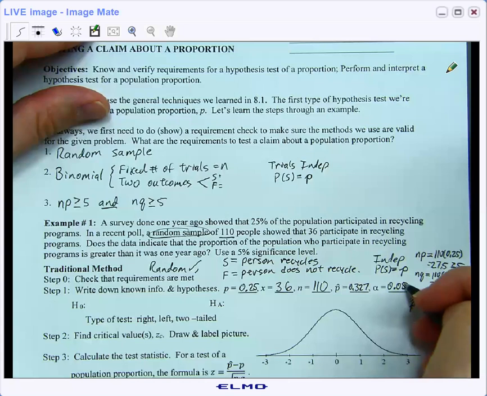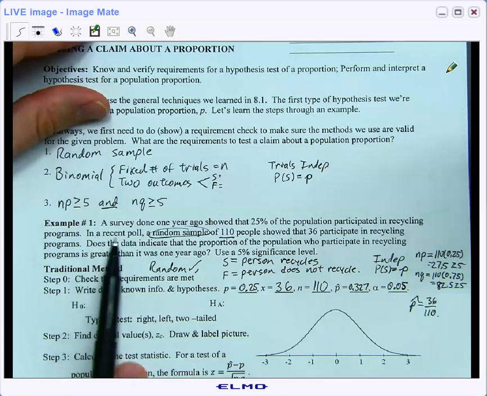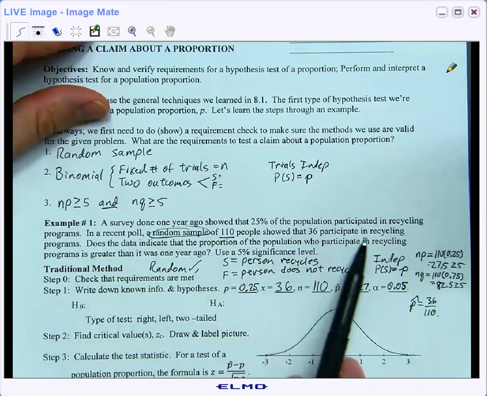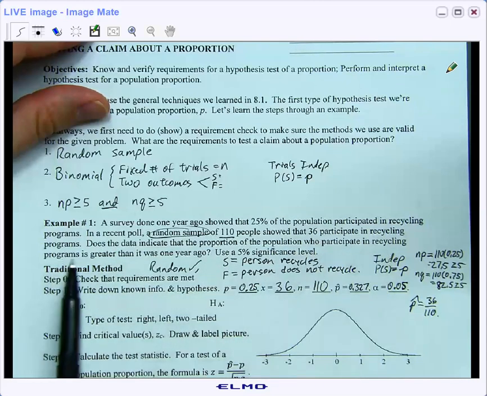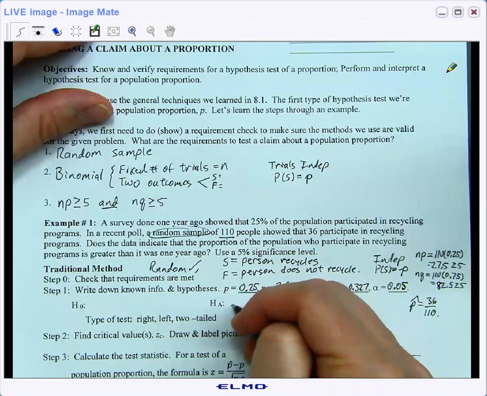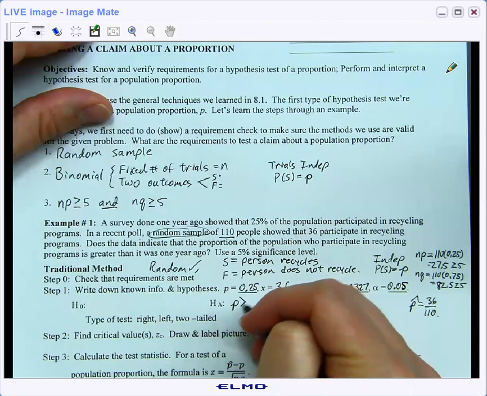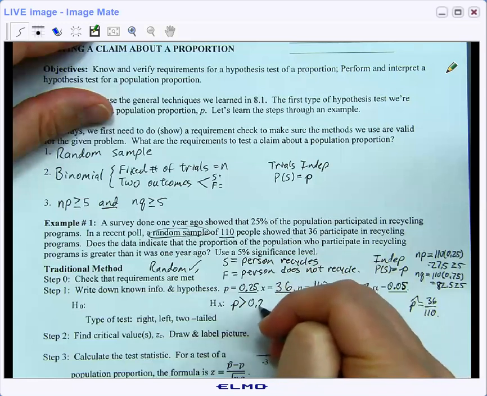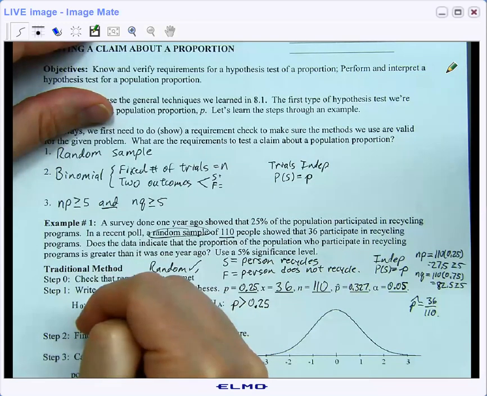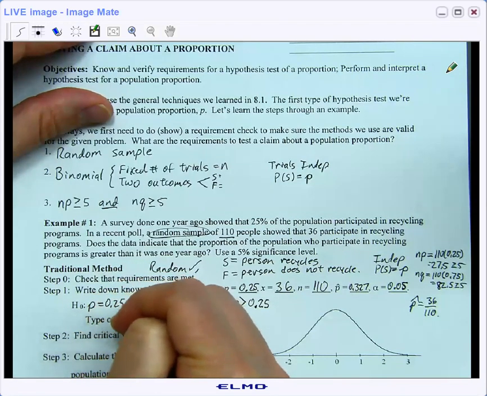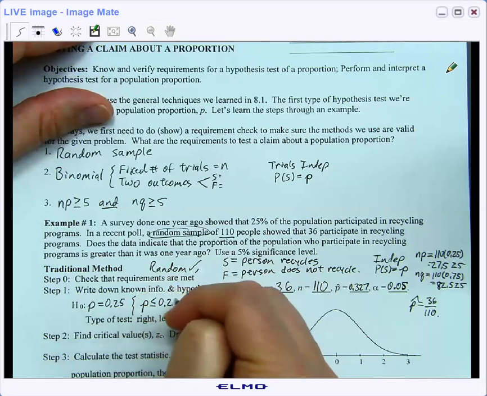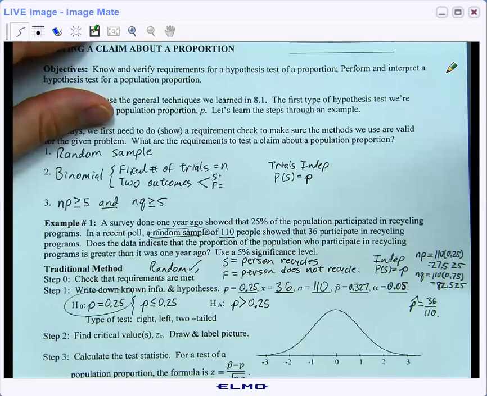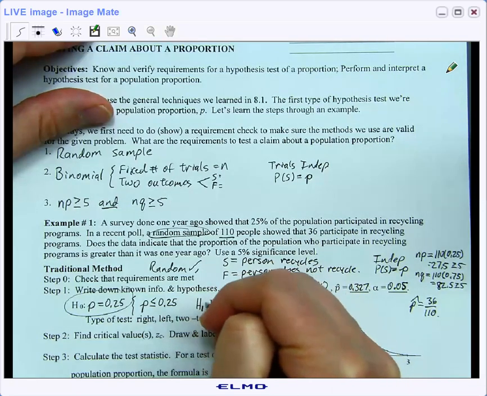Now, it sometimes helps to go back and reread the problem. So, in a recent poll, a random sample of 110 people showed that 36 participate in recycling programs. Does the data indicate that the proportion of the population who participate in recycling programs is greater than it was 1 year ago? Ooh, that 1 year ago was 25%. So the claim that we're putting on trial is if the population proportion now that recycles is greater than 25%. So our null hypothesis would be that the population proportion is 25%, or if you want to get really technical, that the population proportion is less than or equal to 25%. But I'm more than happy with this.